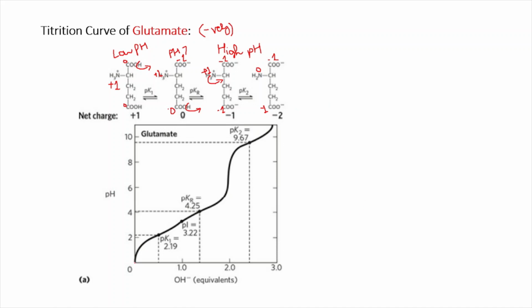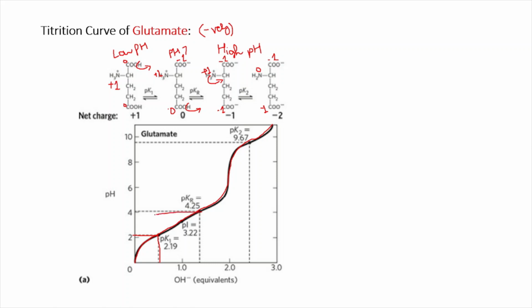So as you can see, as you continuously increase the addition of base, first one carboxylic group loses its proton, then another carboxylic group loses its proton, and ultimately at high pH values the amino group loses its proton and the titration is complete. So here you can see we have one pK1 at this point, and one pKr.